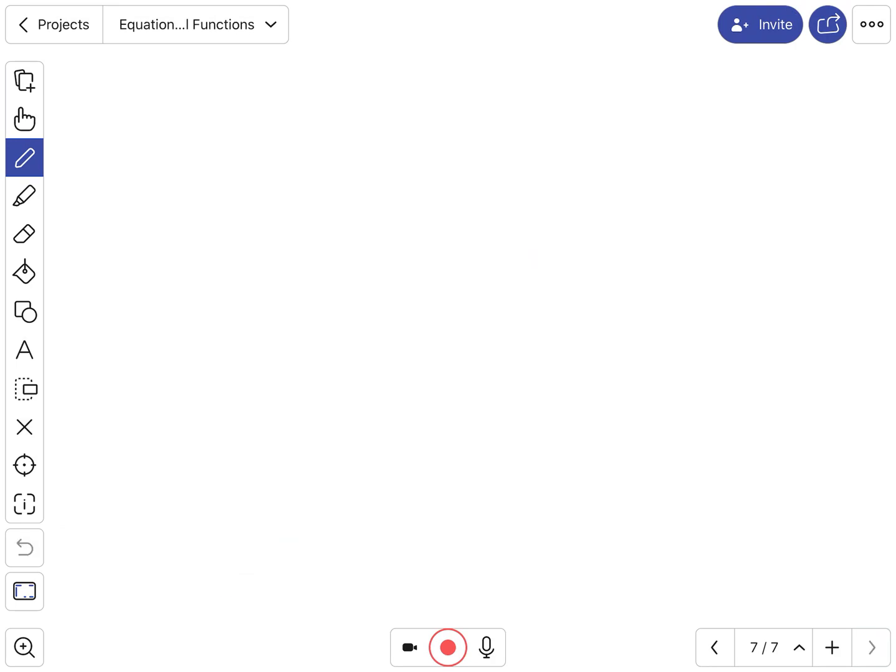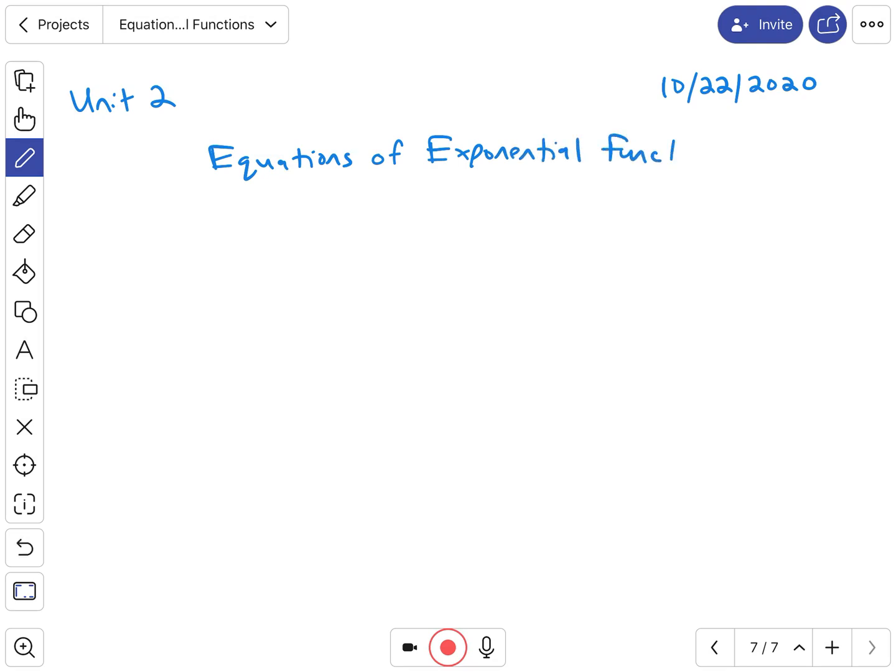Okay, so this is where you're going to take notes. You want to start with today's date. For me, it's the 22nd. And this is unit 2. And the title of these notes will be Equations of Exponential Functions.